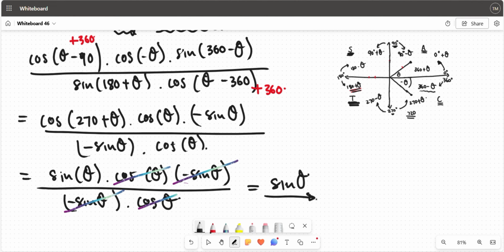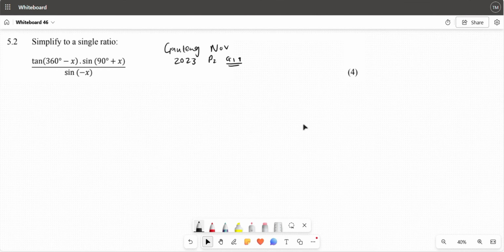In the last question, I would like to take an exam type question, and let's look at how we unpack that. Have a look at this exam type question. So this was from a Gauteng paper 2 that was written in 2023. It was obviously grade 11, and this was a final paper written in November. So we are asked to reduce this to a single ratio. So let's do that. Let's just remember what our CAST says.